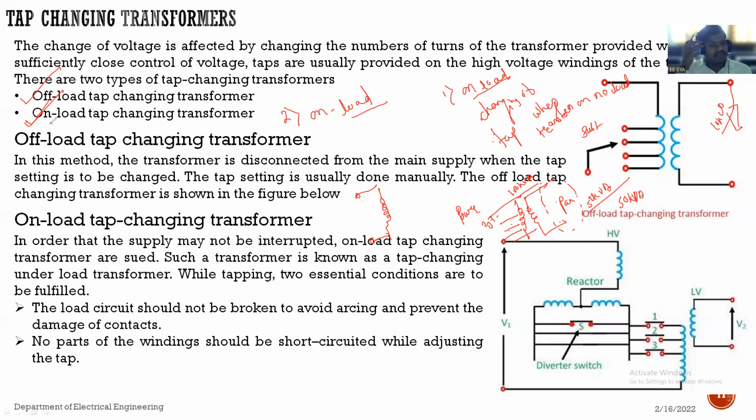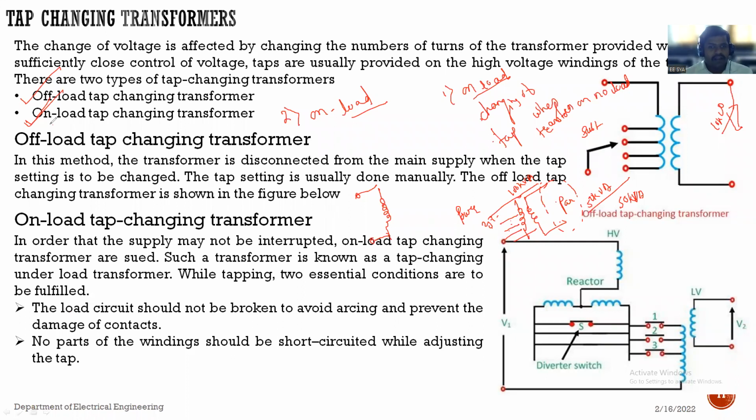See, in that first one, off load tap changing, in this method the transformer is disconnected from the main supply. ट्रान्सफॉर्मर इट कॅन बी डिस्कनेक्टेड फ्रॉम द मेन सप्लाय, म्हणजे मेनच्या सप्लाय कडून ट्रान्सफॉर्मर डिस्कनेक्ट केला जातो, किंवा तो मेंटेनन्स साठी टेकन आउट घेतलेला आहे, रिपेअर पर्पज साठी. ओके, at that situation we are changing the tap. It is called as offload tap changing. त्याला आपण ऑफलोड टॅप चेंजिंग म्हणतो.